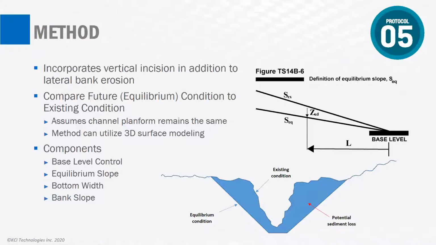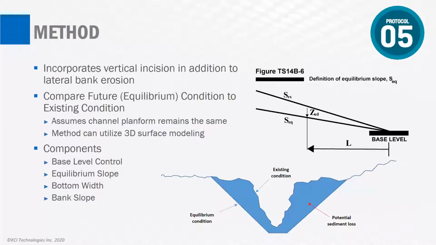So Protocol 5 is the method to determine the volume of sediment that would have to erode in order to meet these conditions. It does assume that channel planform remains the same, so there aren't going to be any channel avulsions over time. And in order to actually calculate this volume, you can use 3D surface modeling.